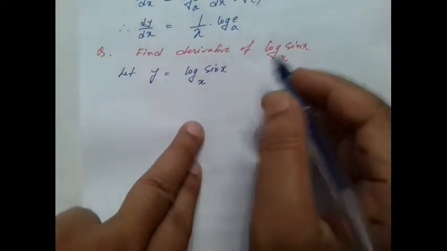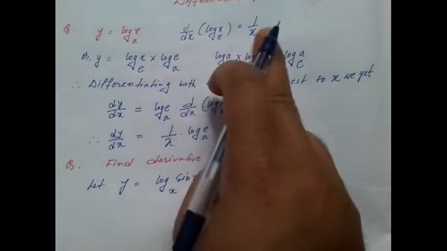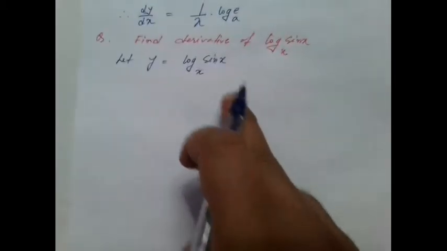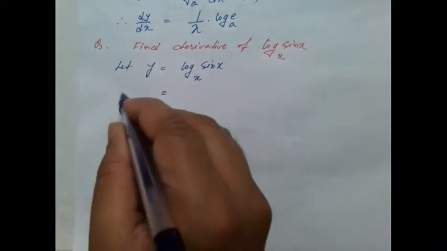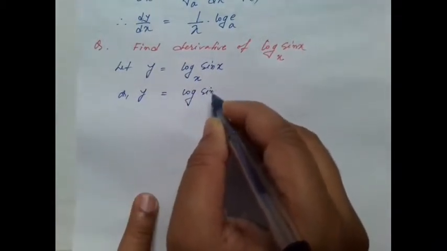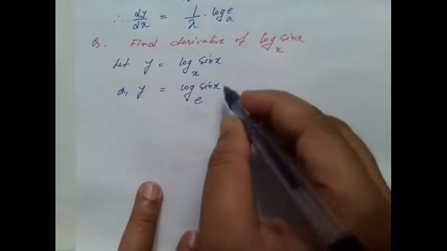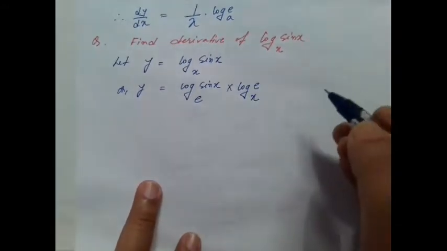Okay, as we have already known that d/dx of log x to the base e equals 1 by x, so we have to get the base as e. So like the previous one we have to write y equals log sin x to the base e into log e to the base x.